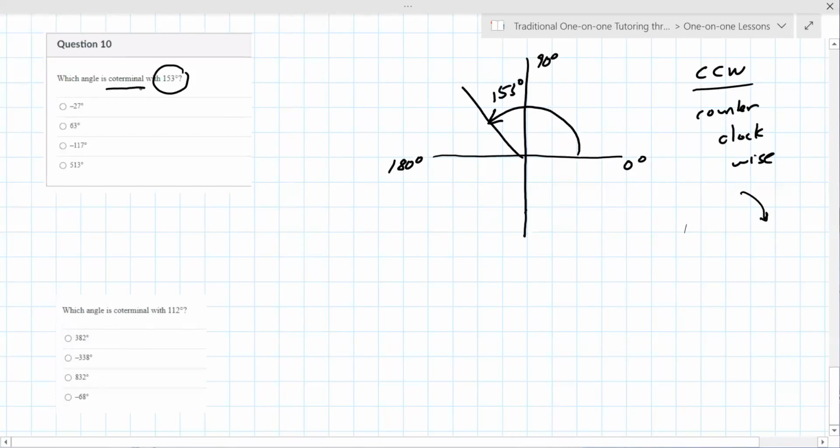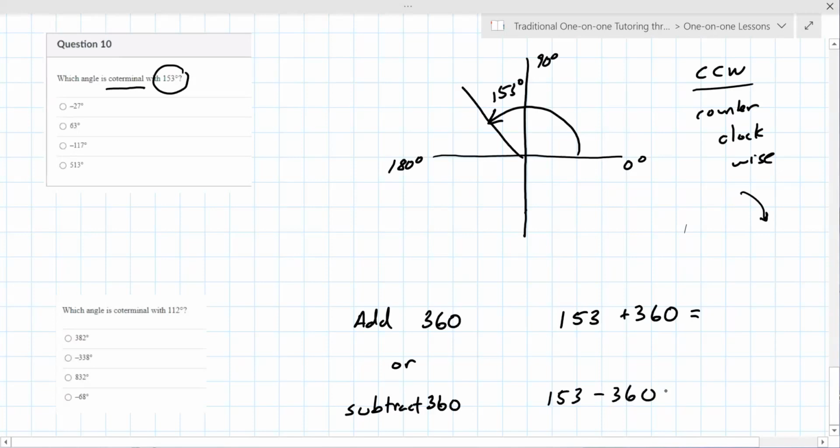Here's what coterminal means. Coterminal means the following: you either add 360 or you subtract 360. Okay. So 153 plus 360 equals some number. 153 minus 360 equals some number. And I'm guessing one of these will be on the answer sheet here. Okay. So do you have a calculator handy? I have my phone. Sure, you go for it.